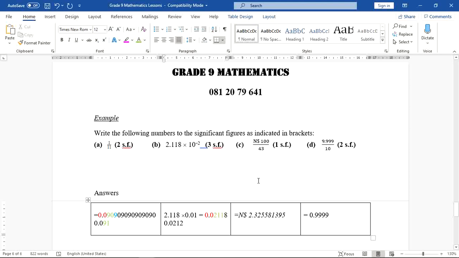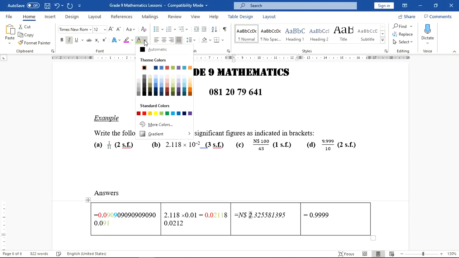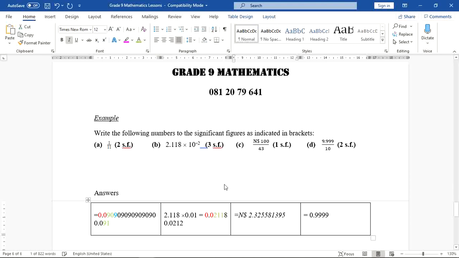For part C, I should leave my answer to 1 significant figure. I have 100 divided by 43. So this number is significant, and I should use the 3 to round it off. Since the 3 is less than 5, I am just going to round down, and the final answer is just going to be 2. Please don't make it 2.0, because if you make it 2.0, now you have 2 significant figures. The question says leave your answer to 1 significant figure. So the final answer should only be 2.